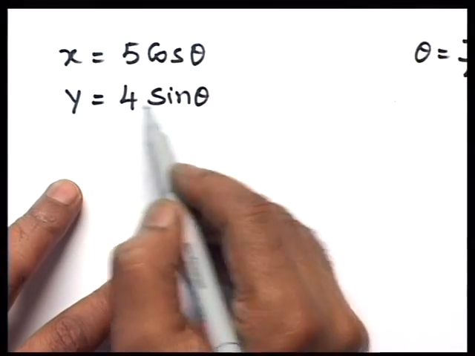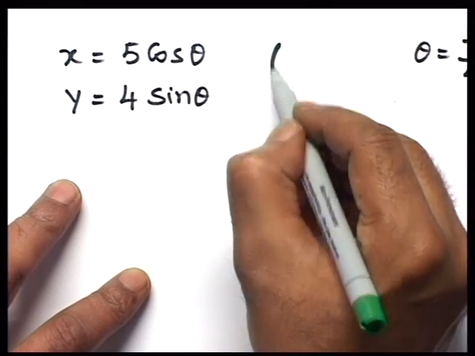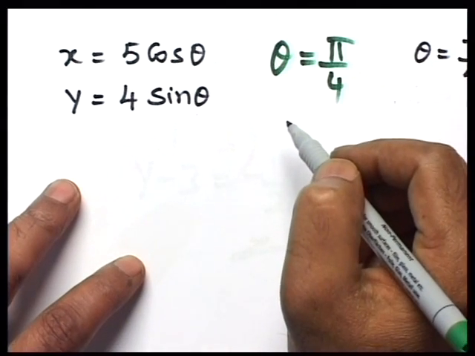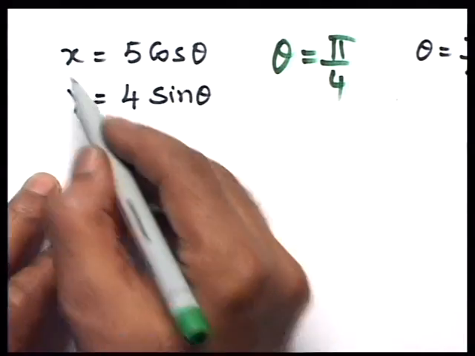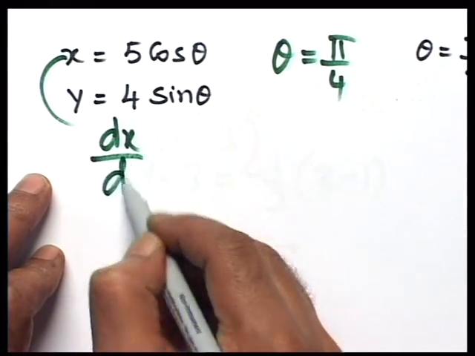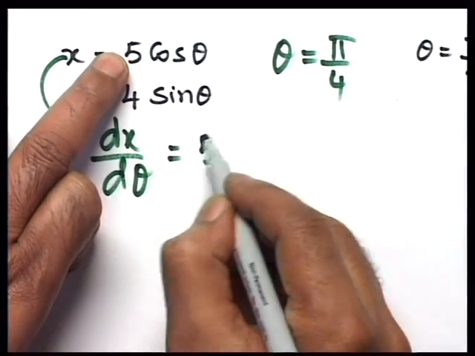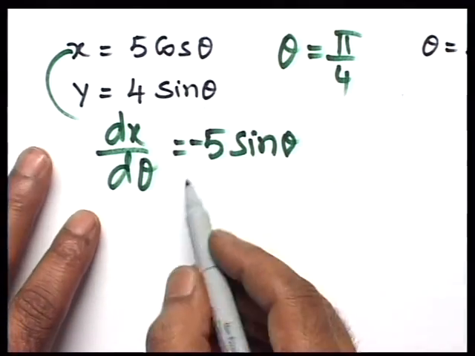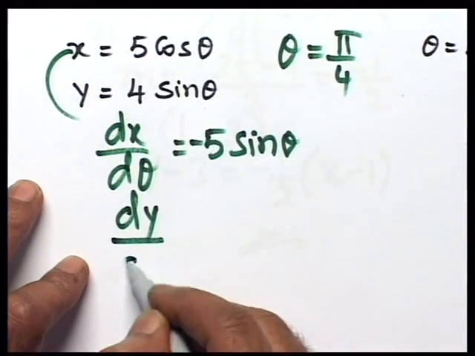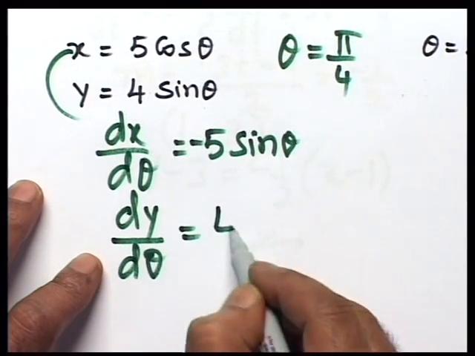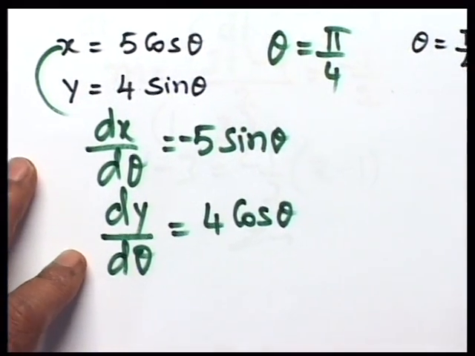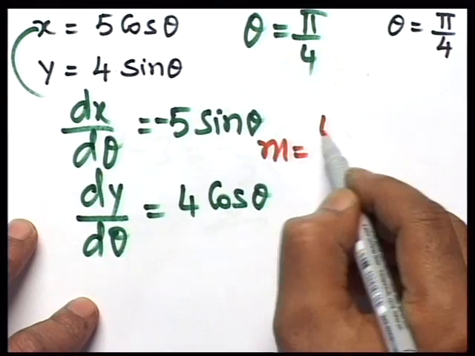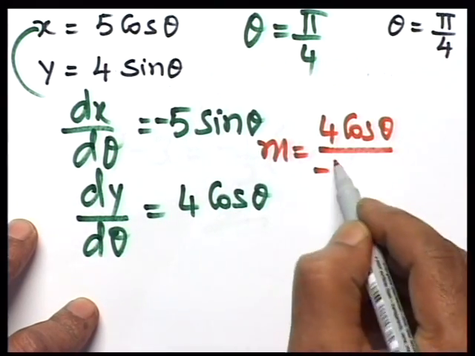x equals 5 cos t, y equals 4 sin t. You are supposed to find the equation of the tangent where theta is pi over 4, right? Very nice question. dx over d theta is minus 5 sin theta. Differentiation of cos theta, please. Then dy over d theta is 4 cos theta, right? That divided by that should give me the gradient. So m equals 4 cos theta divided by minus 5 sin theta.